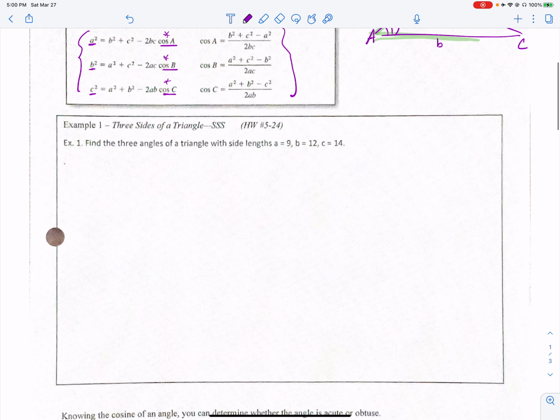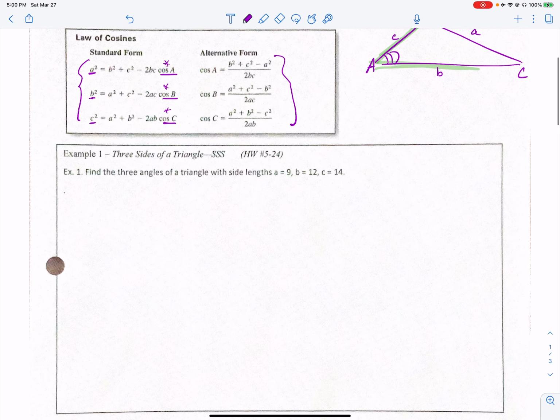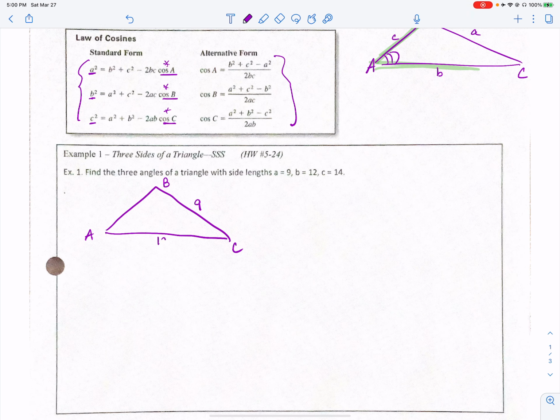So find the three angles of a triangle with sides 9, 12, and 14. So I'm going to just draw my triangle. I'm not worried really if it's drawn to scale correctly. I'm just going to use A, B, and C, but then opposite of A is little a, so that's got to be 9. Opposite B has to be little b, so there's 12. And opposite C is going to be 14.